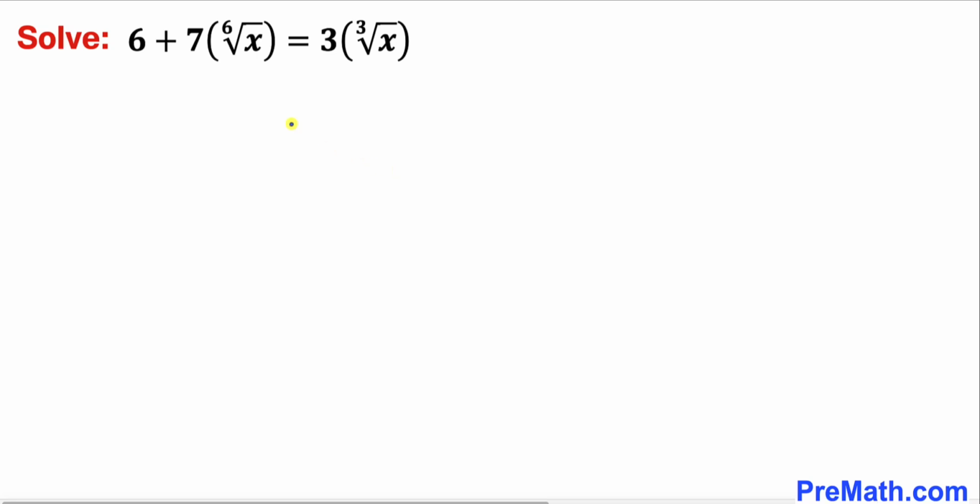Welcome to PreMath. In this video, we are going to solve this given radical equation: 6 plus 7 times the 6th root of x equals 3 times the cube root of x.